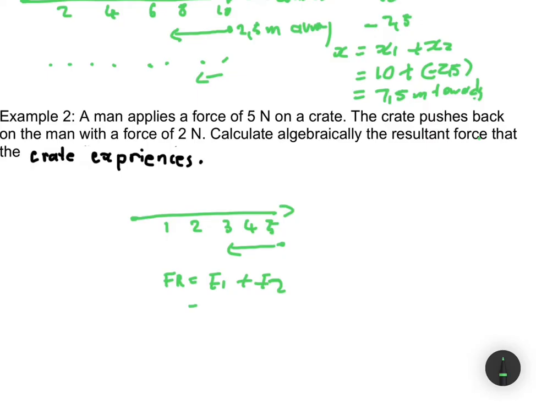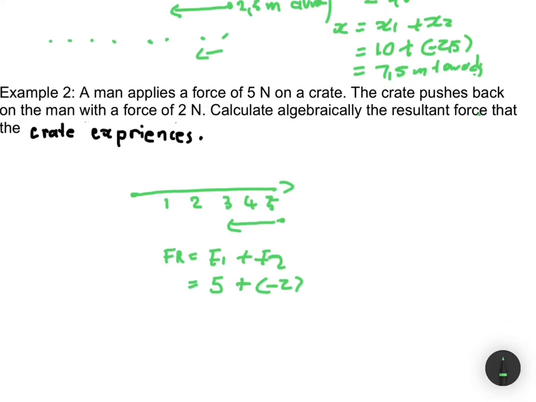So F1 we can write 5 newtons, and then for the force the crate is pushing back on the man with, we can substitute it with a negative value to show that it is going in the opposite direction. So if we add that 2, we're going to get 3 newtons. So the crate is going to experience a force of 3 newtons in the direction that the man is pushing on, right? So we have to put direction here.